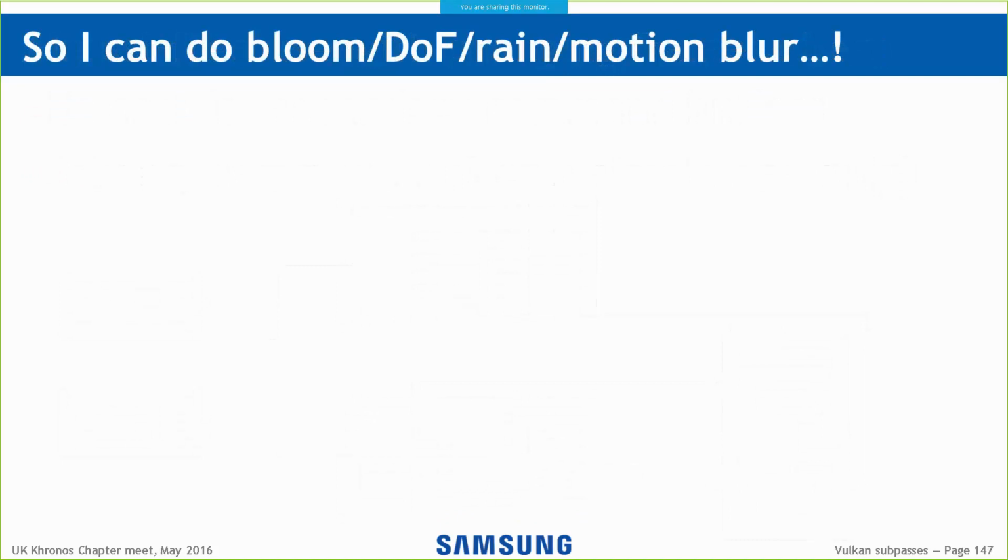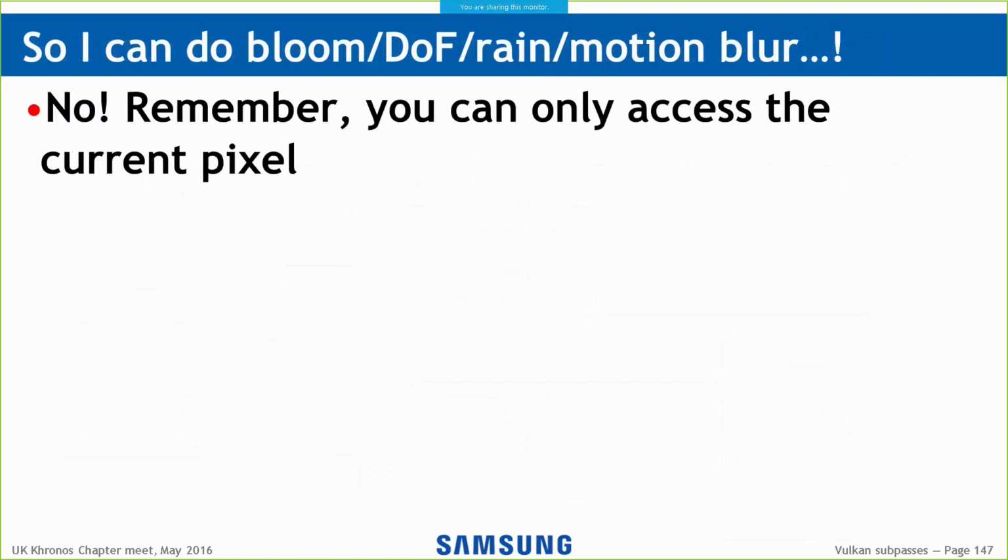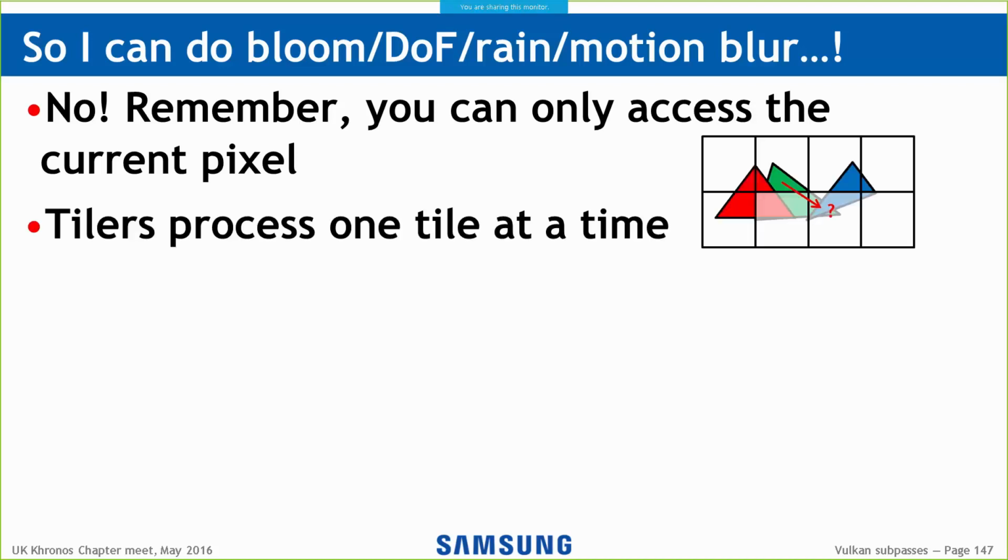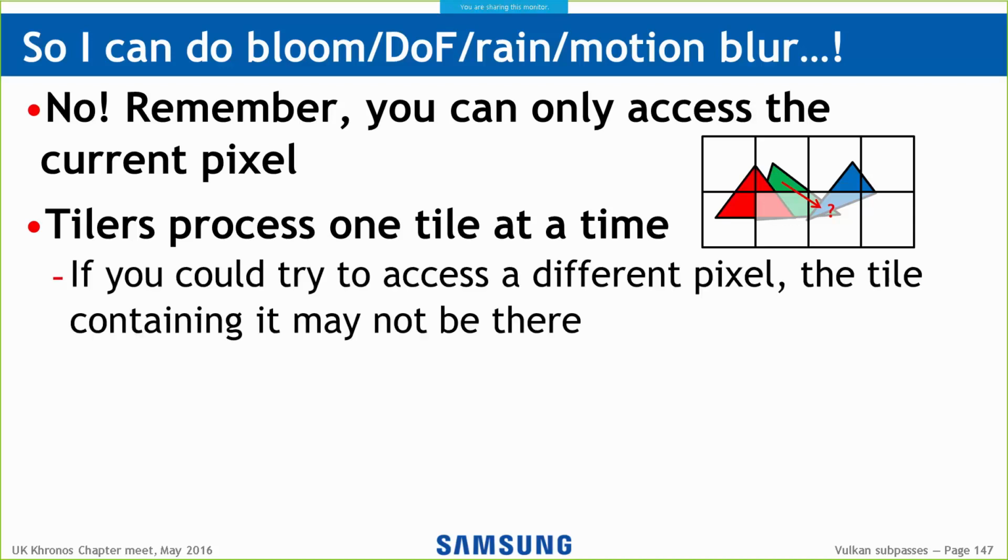You may have this thinking you've got all these cool effects you can do. But actually you can't do quite a lot of cool effects at the moment still, because you're only allowed to access the pixel that you're currently working on. Remember that a tiler is only working within one tile. And if you wanted to use that pixel to access that pixel's value, in order to keep doing work, it would be in a different tile. It wouldn't be where you guessed it. So you may have a problem dealing with that.